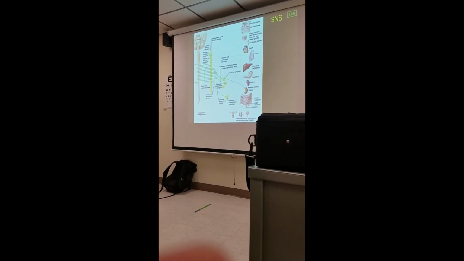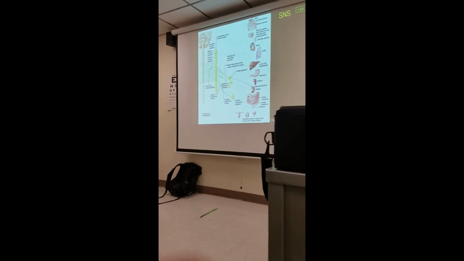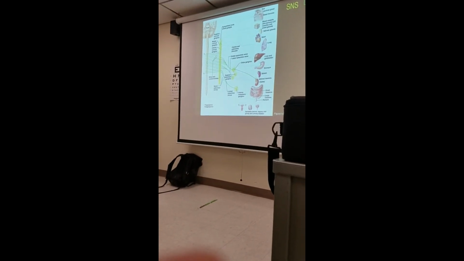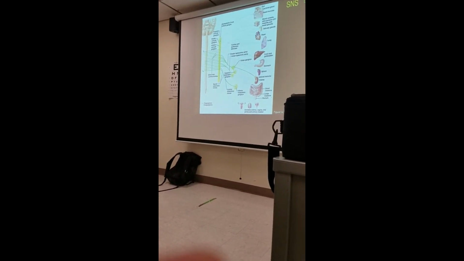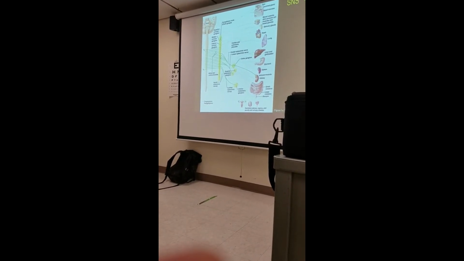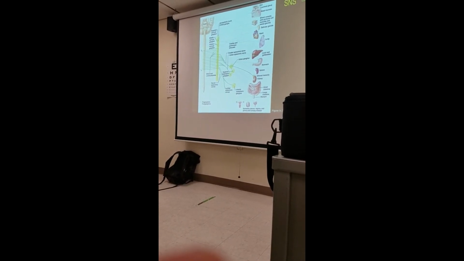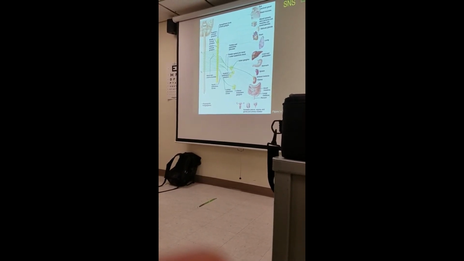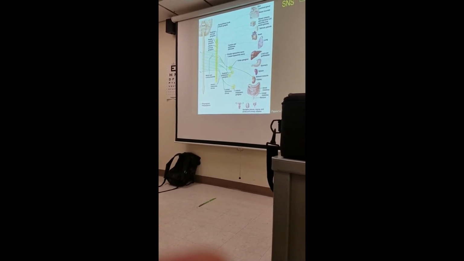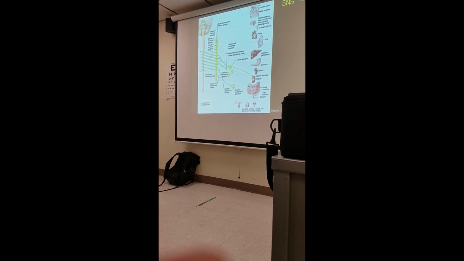So here's another look at what we just saw. Preganglionic leaves the cord, goes through the ventral root, goes through the white ramus, goes into, but through, without synapsing, through the chain, continues as splanchnic nerves before finally synapsing in a collateral ganglion, such as celiac or superior mesenteric.